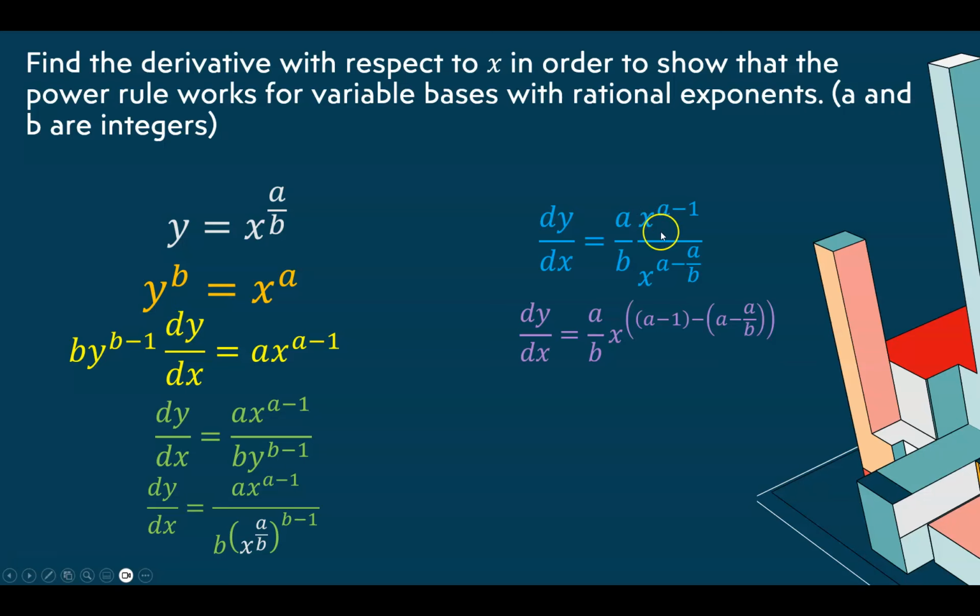We're going to subtract exponents, right? So x to the power a minus 1 in the numerator, minus a over b down here. And you can see we're going to get a minus a is 0. And you know, minus 1, we don't want that out front. We're going to put the negative a over b out front. And we indeed get what we're supposed to get. And that is, hey, the derivative of x to the rational exponent a over b is a over b x to the power a over b minus 1.